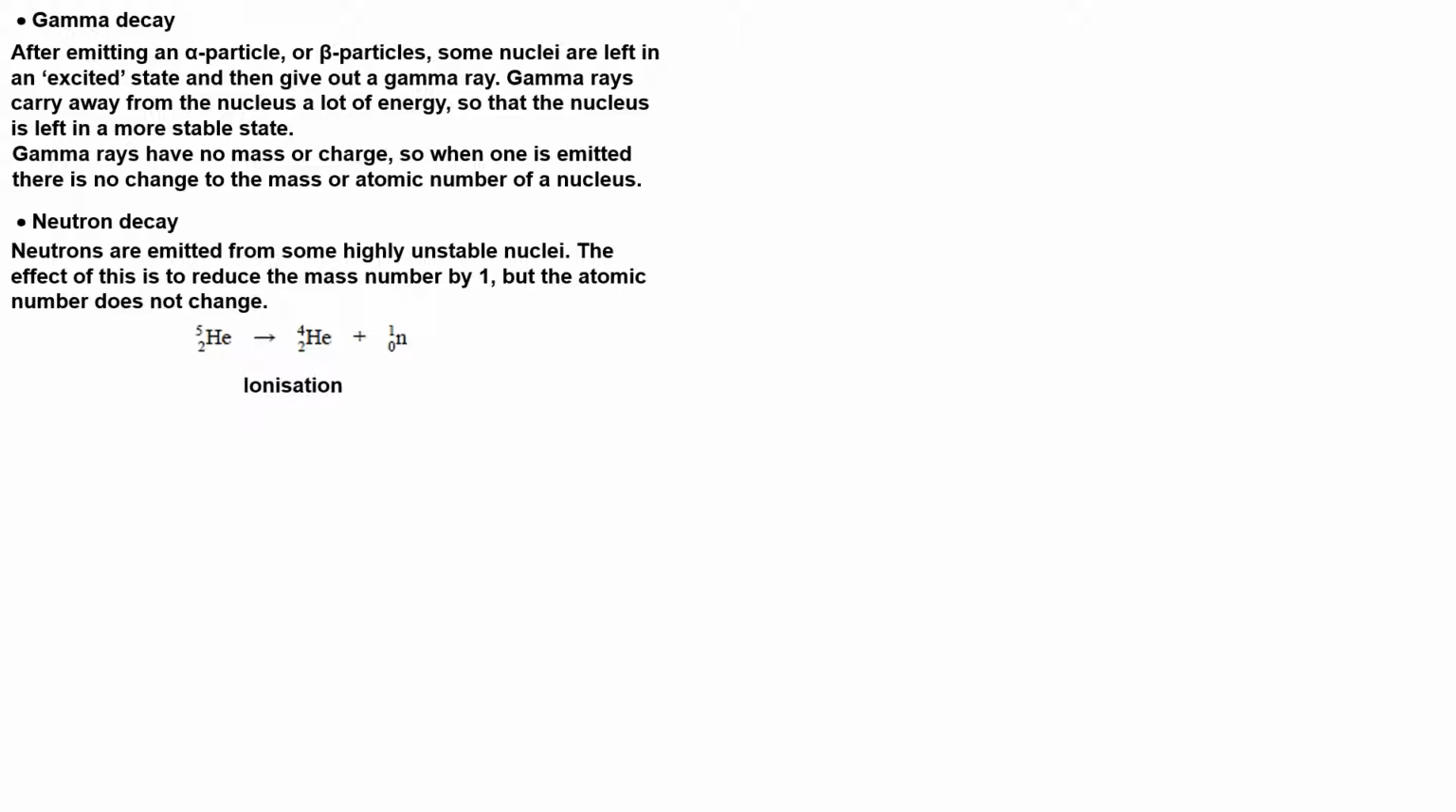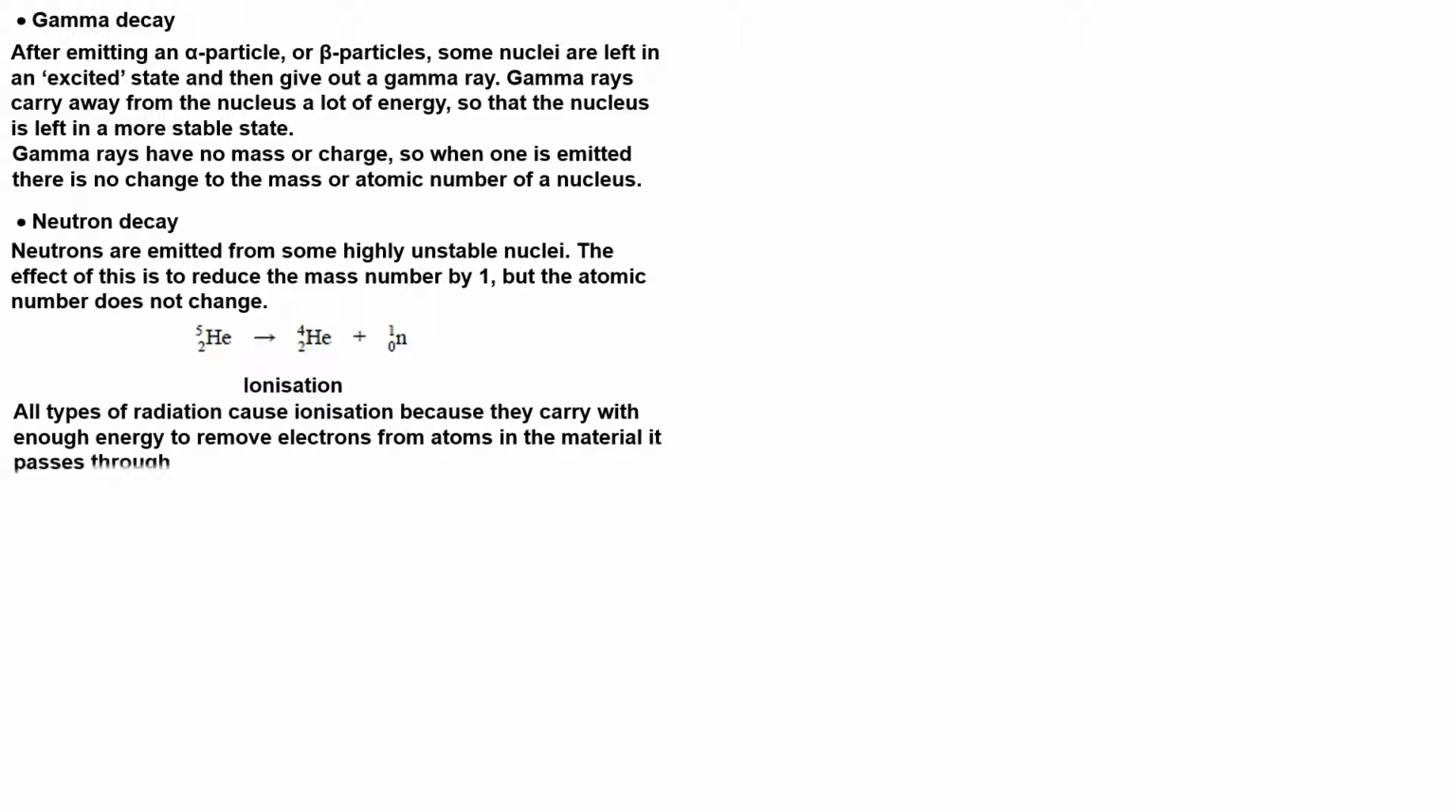Ionization. All types of radiation cause ionization because they carry enough energy to remove electrons from atoms in the material they pass through. This is why we must be careful when we handle radioactive materials. The radiation makes ions in our bodies, and these ions can then damage our body tissues.